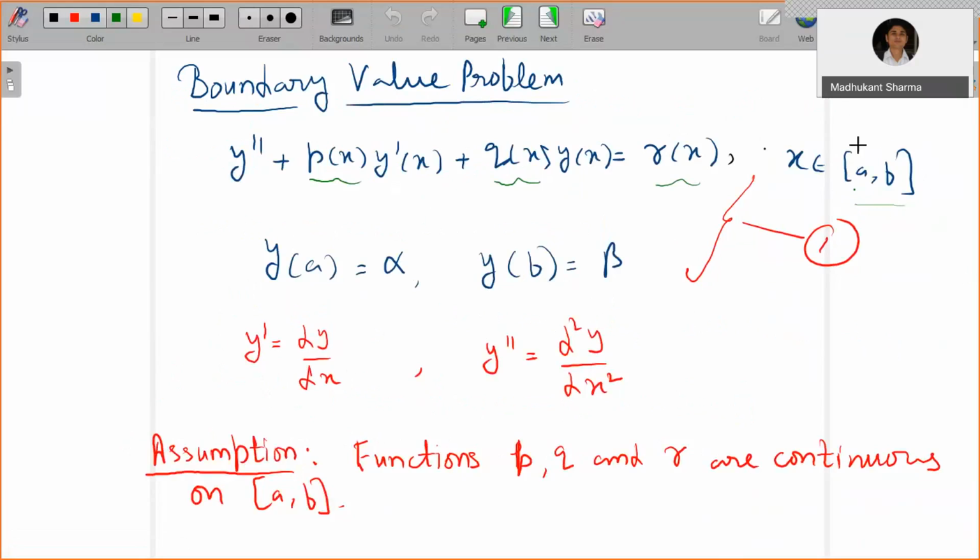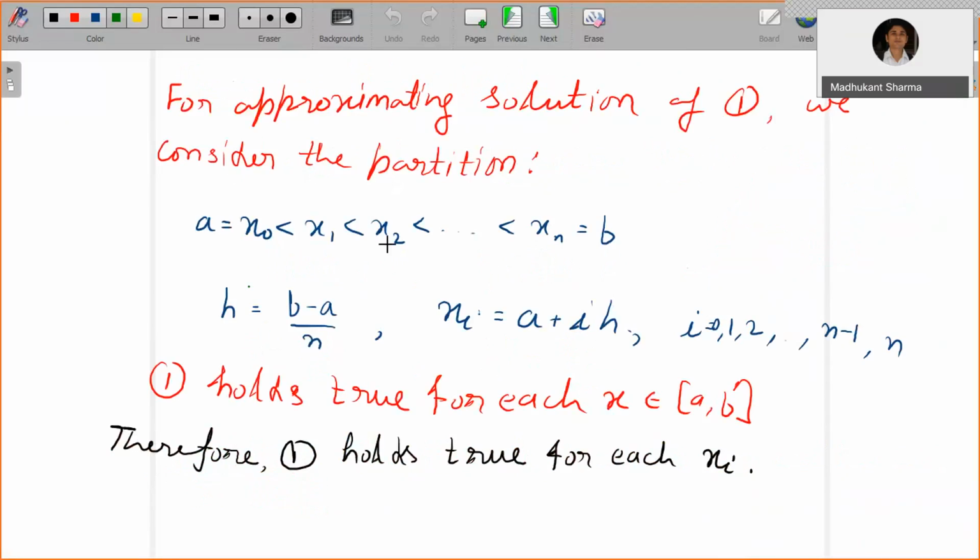So therefore, it also holds true for every point inside AB. It also holds true at the partition points x0, x1, x2, ..., xn. The points x1 to xn minus 1 are called interior points. Since we already have the values at a and at b, we are only going to consider the equations that involve x1 to xn minus 1.